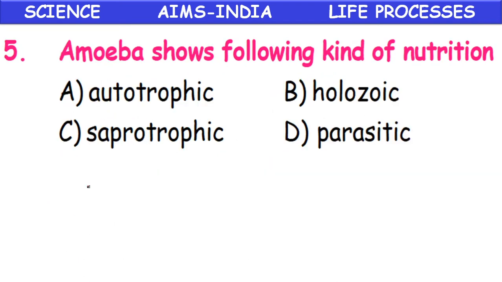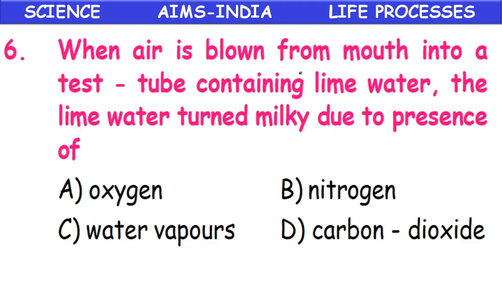Amoeba shows the following kind of nutrition: autotrophic, holozoic, saprophytic or saprotrophic, parasitic. The amoeba consumes solid particulate food, so it is holozoic nutrition. The digestion takes place in the food vacuole. When air is blown from the mouth into a test tube containing lime water, the lime water turns milky due to the presence of which gas? Oxygen, nitrogen, water vapor, carbon dioxide. It is carbon dioxide which turns lime water milky.